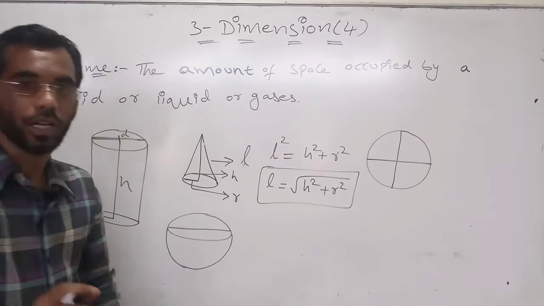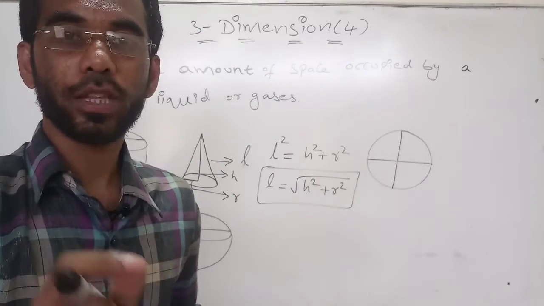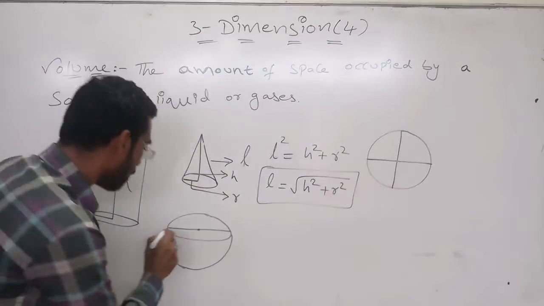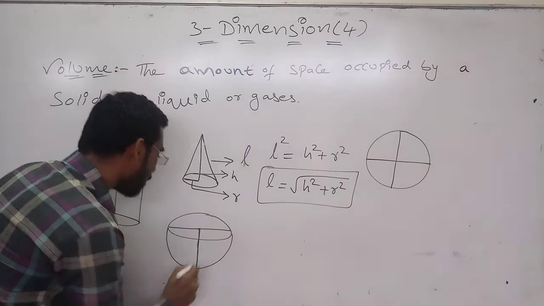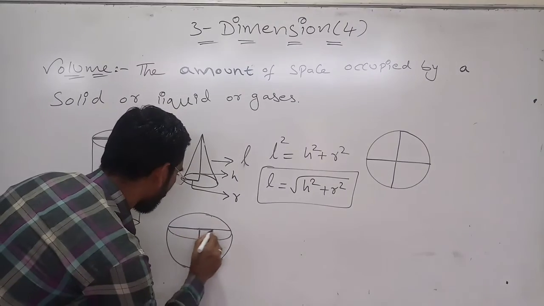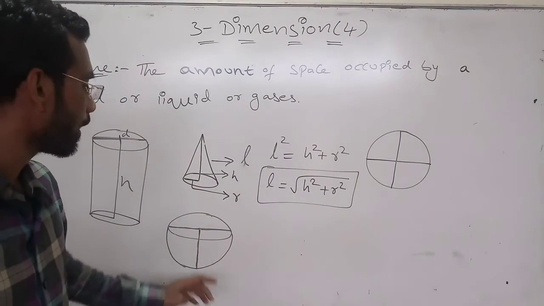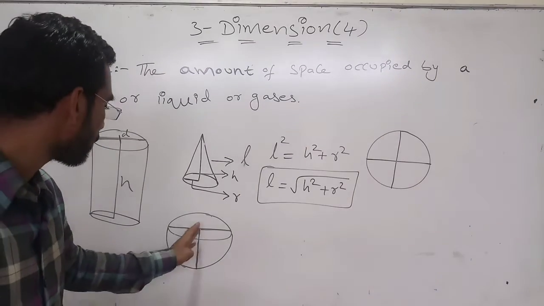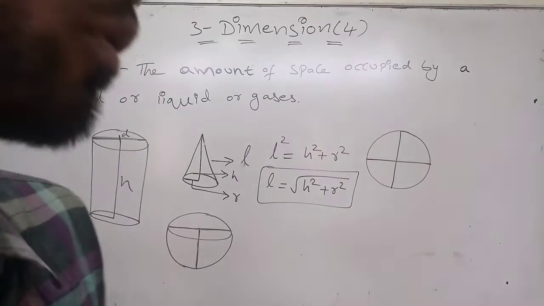What is diameter? A line segment which touches 2 points of this circle by passing through the midpoint. This is the diameter. Now, this will be the radius. Half of the diameter will be equal to the radius. Now we will go for the formulas.